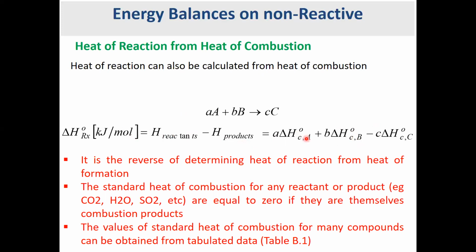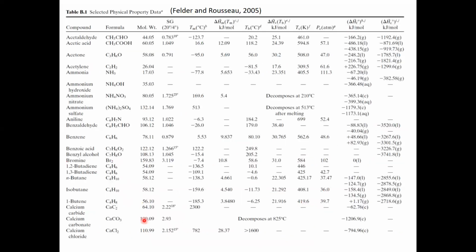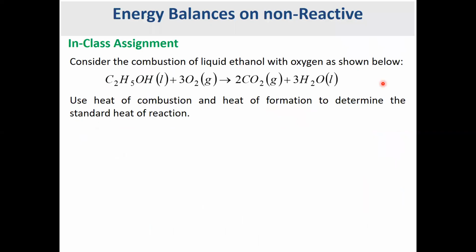Again, these standard heats of combustion are available in table B1 in the textbook you have. And you have to consider that the standard heat of combustion for any reactant or product like CO2, H2O, SO2 is equal to 0 if they are combustion products. So that is the table B1 I wanted to show you. In table B1, these 2 columns will give you the standard heat of formation and standard heat of combustion that you can use for different components.